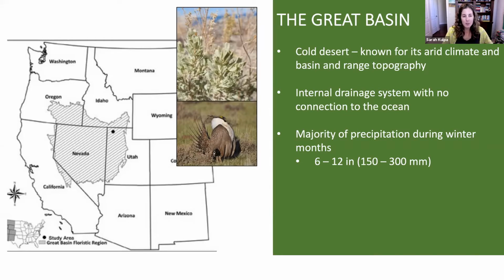This area is both known for its arid climate and its basin and range topography. This means that we have wide valleys bordered by parallel mountain ranges, and the term Great Basin also recognizes the hydrographic nature of our landform, as there's no connection from our rivers or streams to the ocean. Some of our most well-known species are sagebrush, which is also the state flower of Nevada, and the sage grouse.